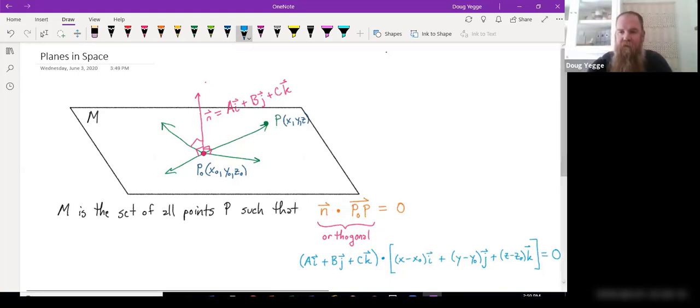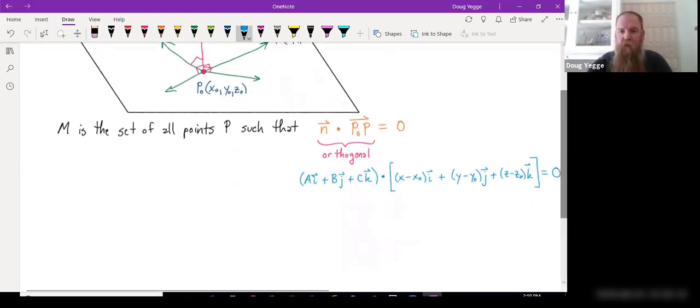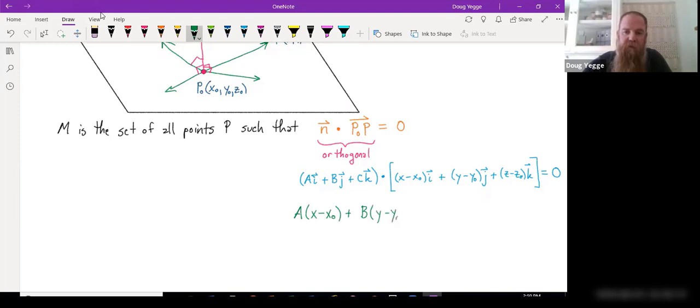So now it's just a matter of calculating the dot product using our dot product formula. We just multiply the i components, the j components, and the k components and add them together. So that means that we're left with a times x minus x0 plus b times y minus y0 plus c times z minus z0 equals 0. And that right there is what we refer to as an equation of a plane.